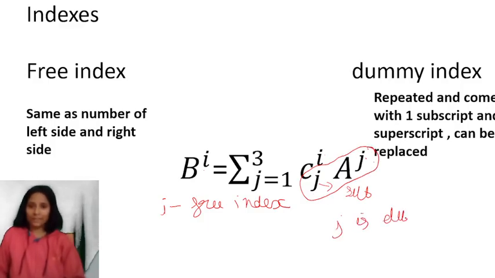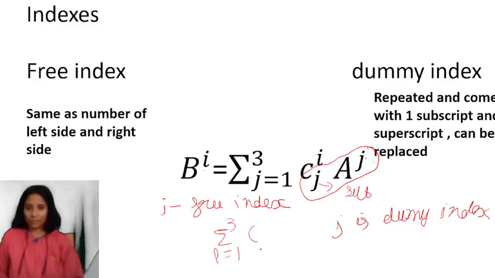In the LHS there is no j; the LHS is independent of j. So we can replace this j with some other variable also. I can write l in place of j, and your LHS remains the same. So we call j a dummy index and i a free index, since i is on the left-hand side and right-hand side. Remember that the free index is always equal on the LHS and RHS.